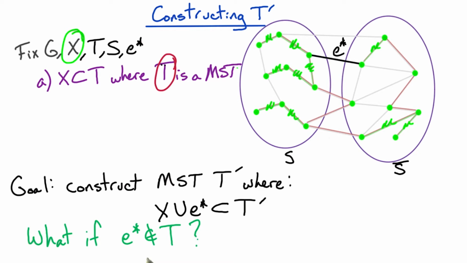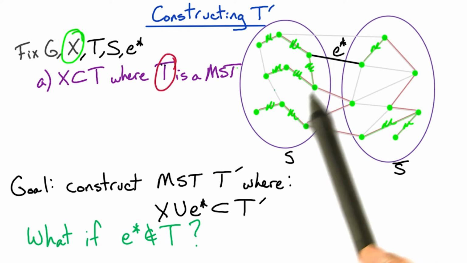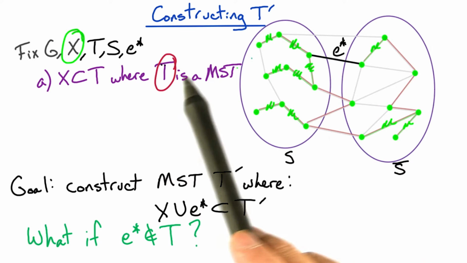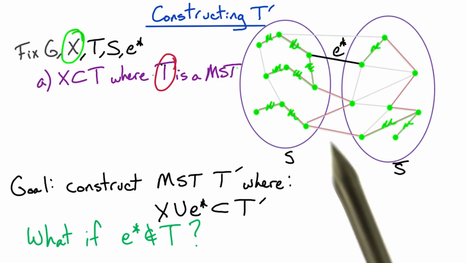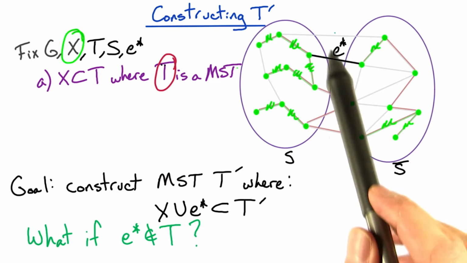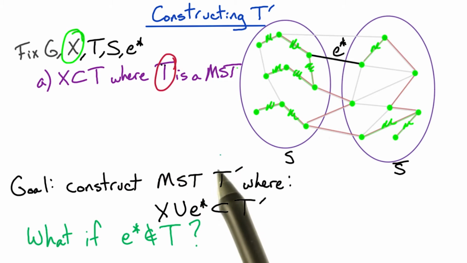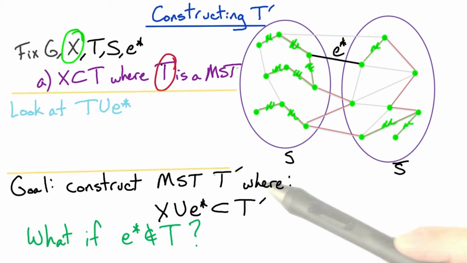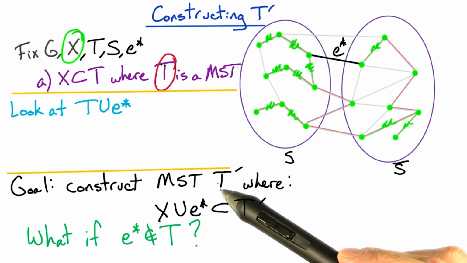Done. So the hard case is, what if E star is not part of T? In this particular example, this E star is not part of this particular MST T. So what do we do in this case? Well, we have to modify T in order to add edge E star into T and construct a new MST T prime. How do we construct this tree T prime in this case?